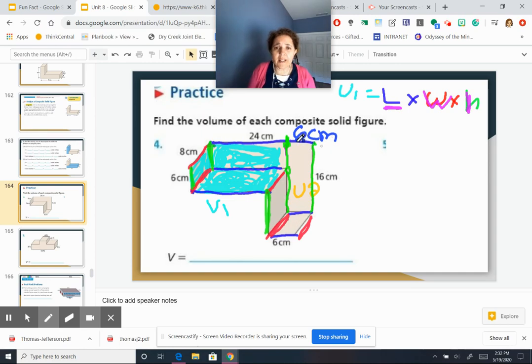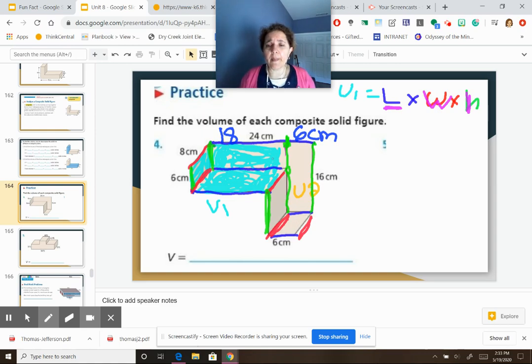So if this is 6, but the whole thing is 24, then how can you figure out what just this part is? Right, 24 minus 6. What's 24 minus 6? If you said 18, you are correct. So this part right here is 18. Okay, so that means my length, so this part from here to here is 18. So my length is 18.